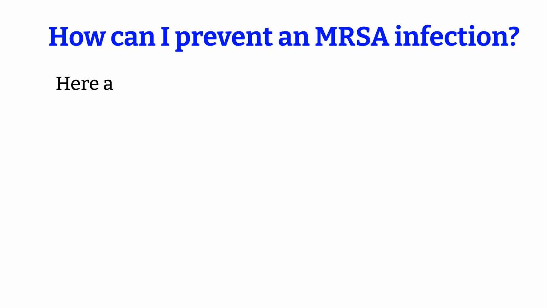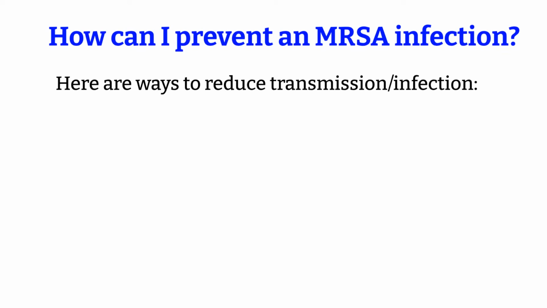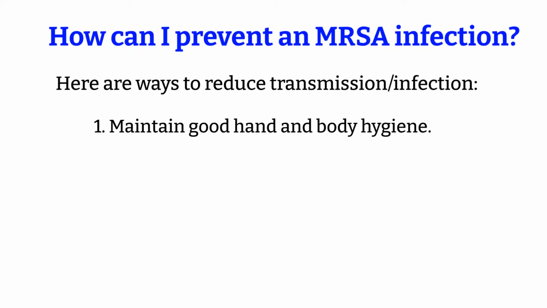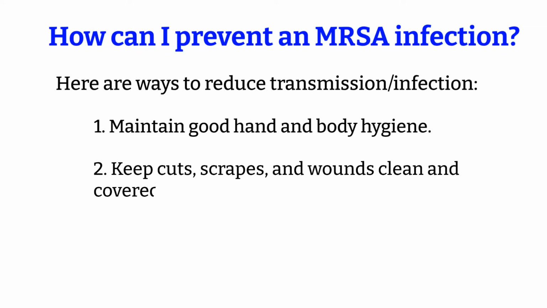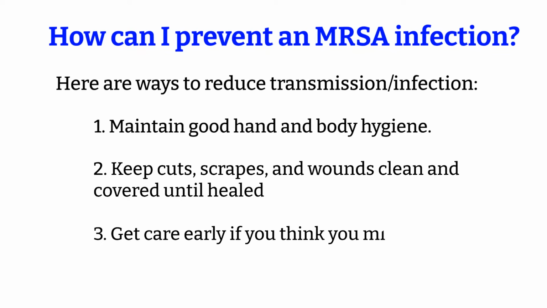How can I prevent an MRSA infection? As common as MRSA is in the hospital, there are ways that we can reduce MRSA transmission. Here are the steps. Number 1. Maintain good hand and body hygiene. Clean hands often, especially after touching a patient and before touching the next patient. As a patient, you can contribute to this as well by keeping your hands clean and avoiding touching your wound. Number 2. Keep cuts, scrapes, and wounds clean and covered until healed. Number 3. Get care early if you think you might have an infection.